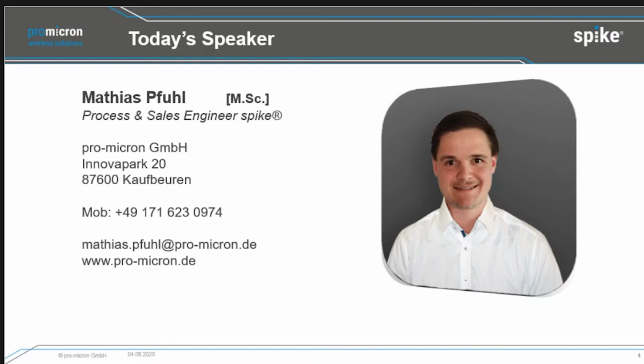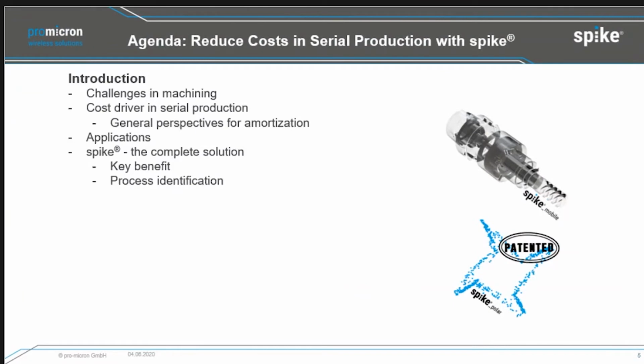All right then, let's move on to the agenda of today's webinar. So first, what are the challenges in machining? What are the cost drivers in serial production? And how does an amortization generally look like, or what are perspectives of a general amortization? Then a few applications where spike could be used or is already used in serial production. And last, I'd like to show you the complete solution, the key benefits, process and identification.